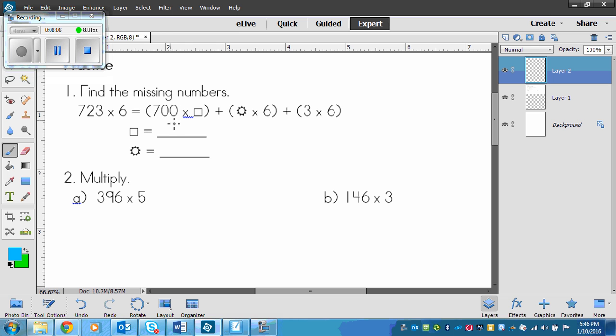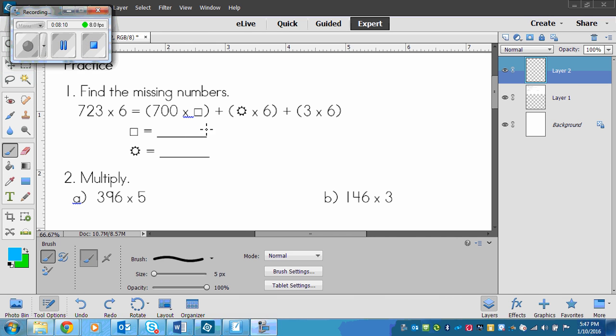If I can get my marker to work. There we go. And so there is the 6. Okay, and then this sun would be part of this 723. So we have 700, so this one's good. We have 3, so that one's good. So that means that, now don't get tricked, this does not equal 2, it equals 20. So 20 would go right here.